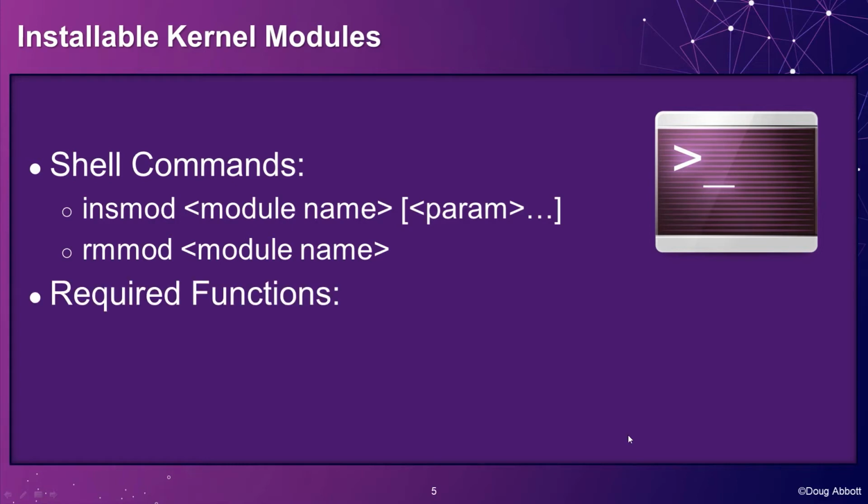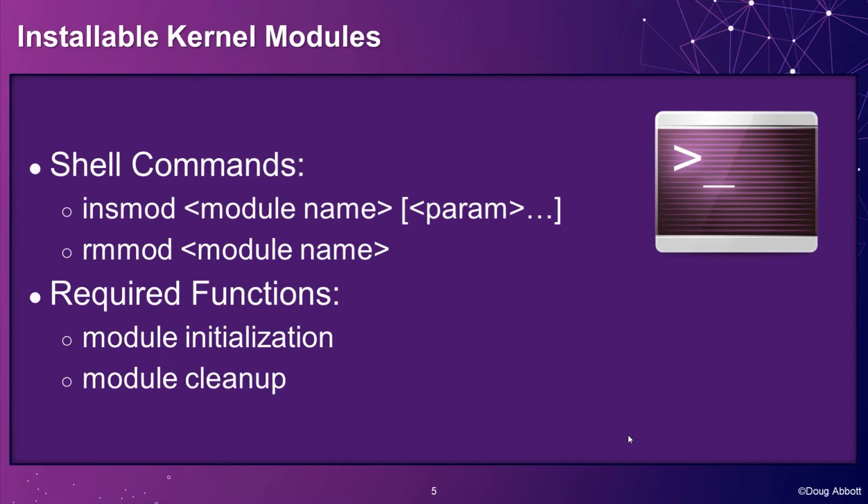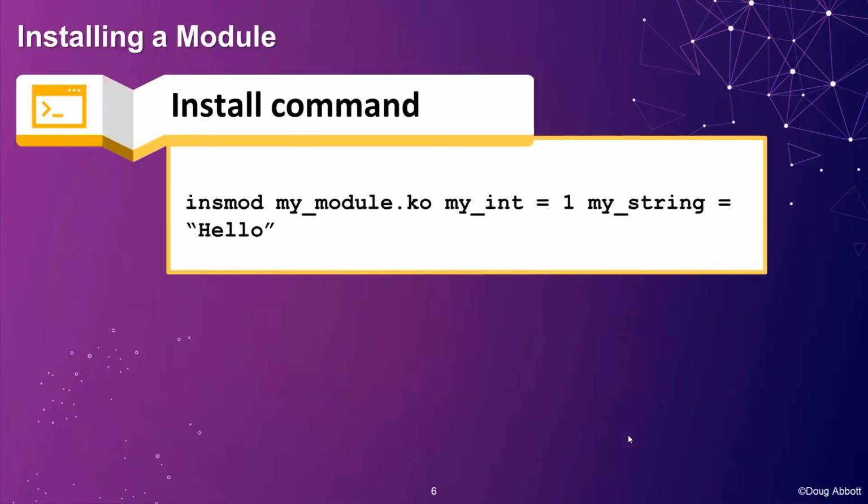The basic requirement for a kernel module, other than being thoroughly debugged, is that it include at least two functions. The module initialization function is called as part of insmod to initialize the module. And the module exit function is called, not surprisingly, as part of rmmod to clean up when the module is removed. Here's a typical module install command that also illustrates how parameters are passed to a module. Parameters can be integers of any length or strings.